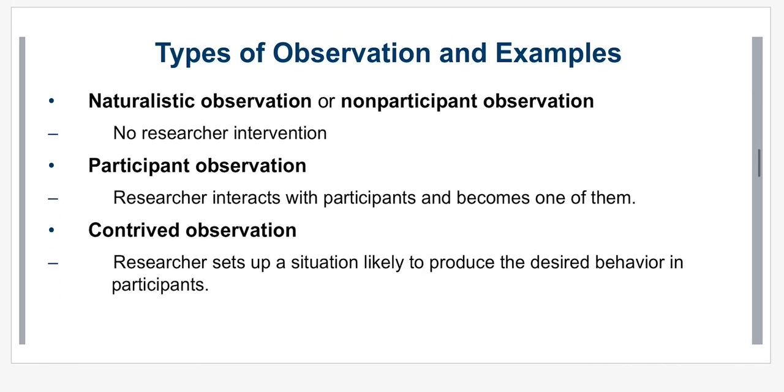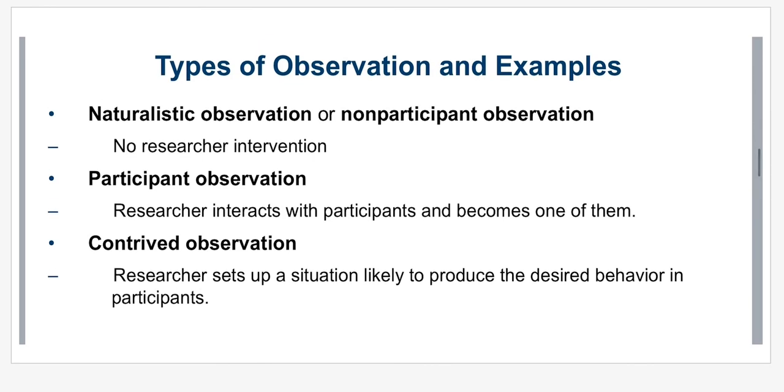And then types of observation and examples. So there's three different ways that you can do these observations. You can do naturalistic observation, or another way to say it is non-participant observation, where there's no researcher intervention at all. An example of that is Jane Goodall, who studied apes, but she did not interact with them. Or if you're just going to study couple behaviors, either through video or in natural settings where they don't know they're being observed. Participant observation instead is where you are actually interacting with the participants. You become one of them.